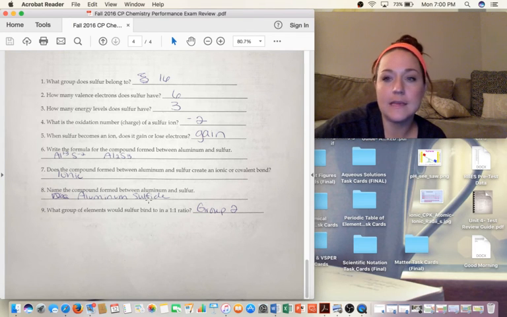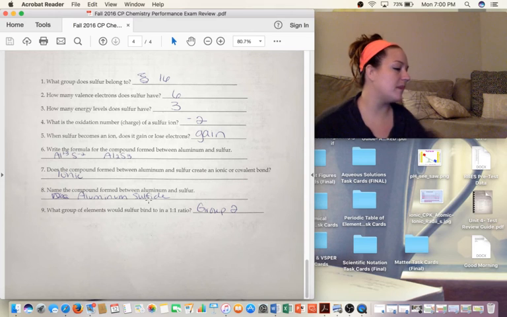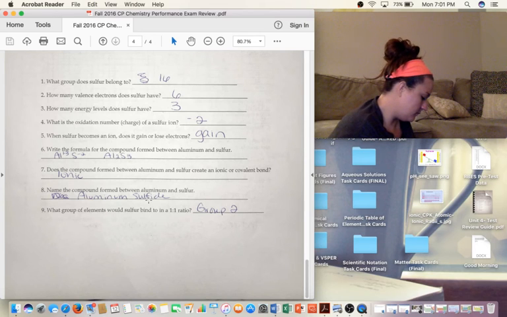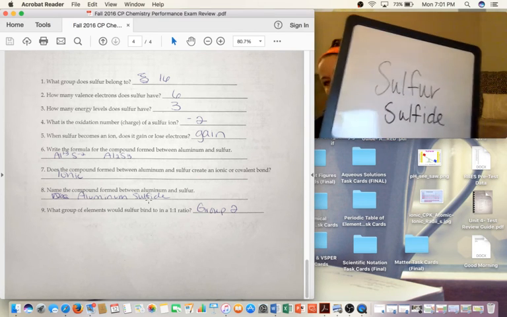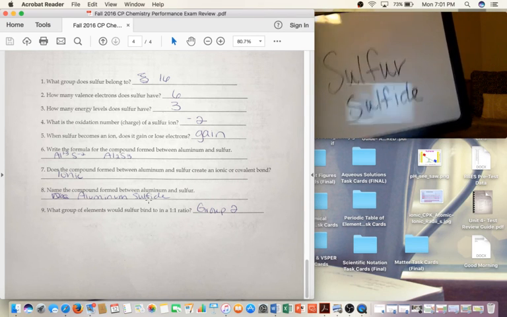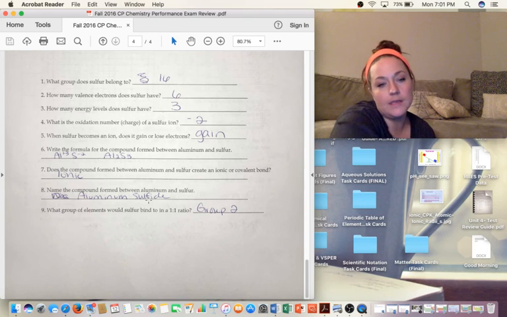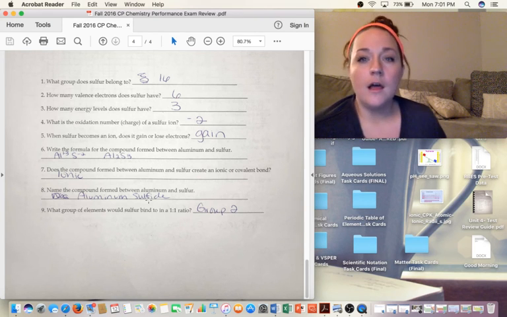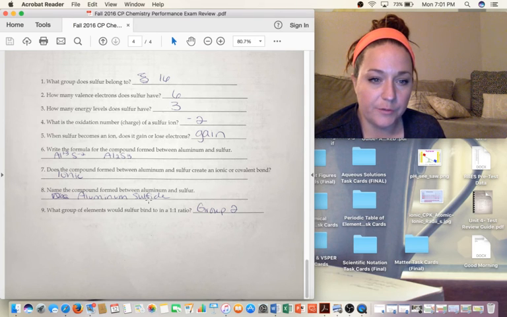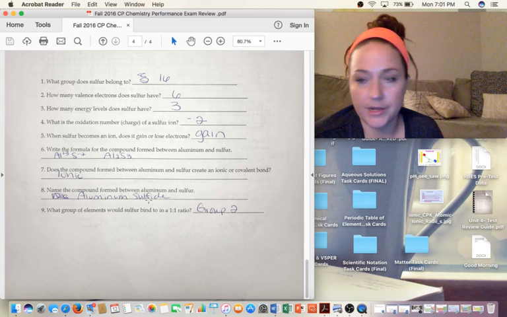Now, the second word was sulfur. Remember that we take sulfur and we make him sulfide. All we did was add the IDE at the end. We made him from a sulfur to a sulfide. So his ionic full name: aluminum sulfide.